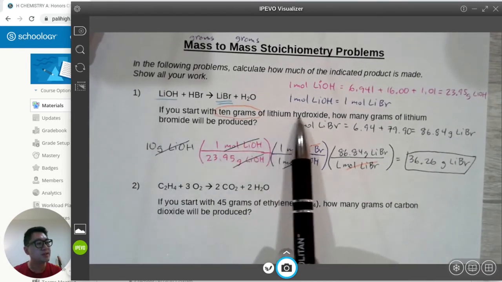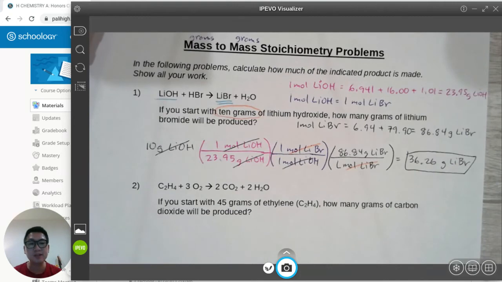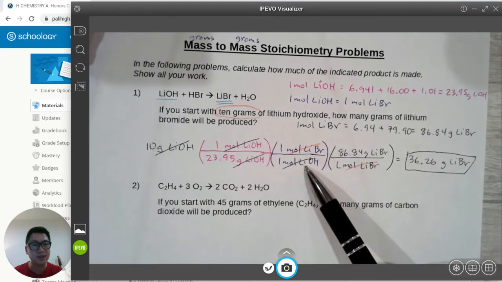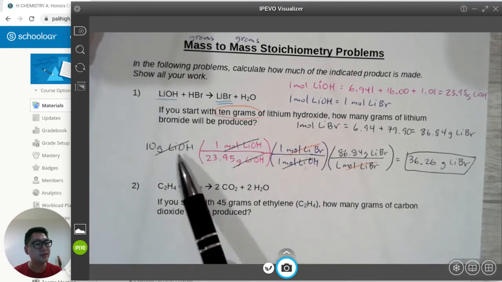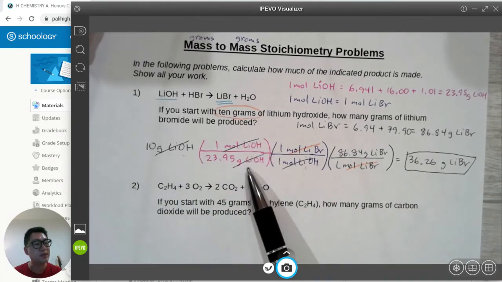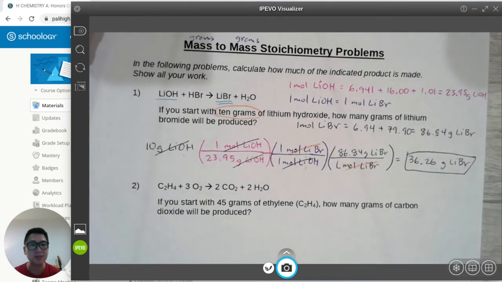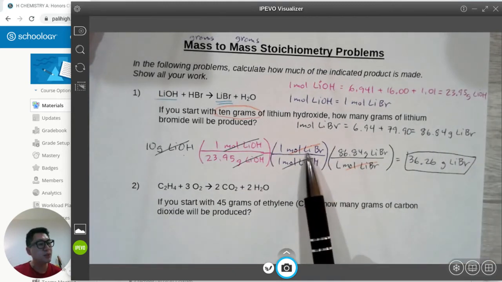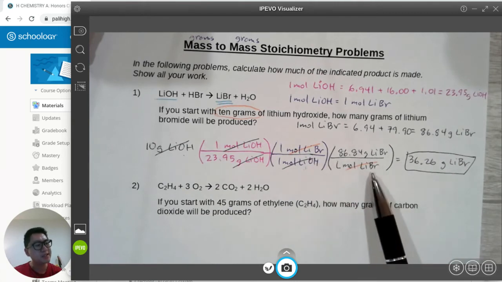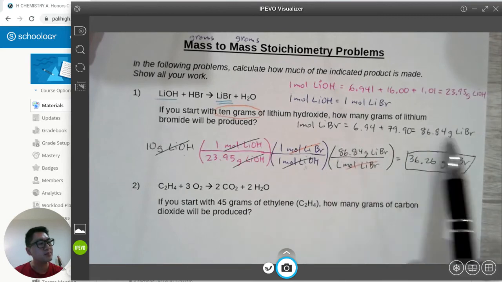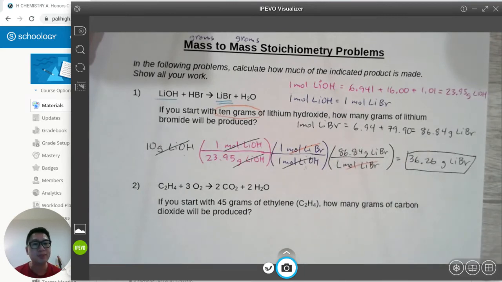If you start with 10 grams of lithium hydroxide, how many grams of lithium bromide? 36.26. All I knew from this balanced equation is 1 mole of lithium hydroxide is 1 mole of lithium bromide. That's that second one here. Since I was given grams, I need to change grams to moles by dividing by the molar mass. How do I find the molar mass? Here in pink, add them all up on the periodic table. When I do all this, I have moles of lithium bromide. I need to change moles of lithium bromide into grams of lithium bromide by finding the molar mass by adding it up on a periodic table, and then type it all in a calculator.